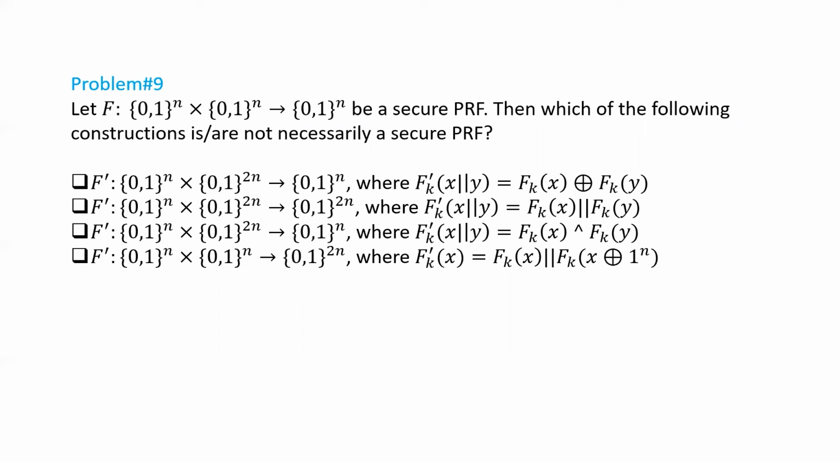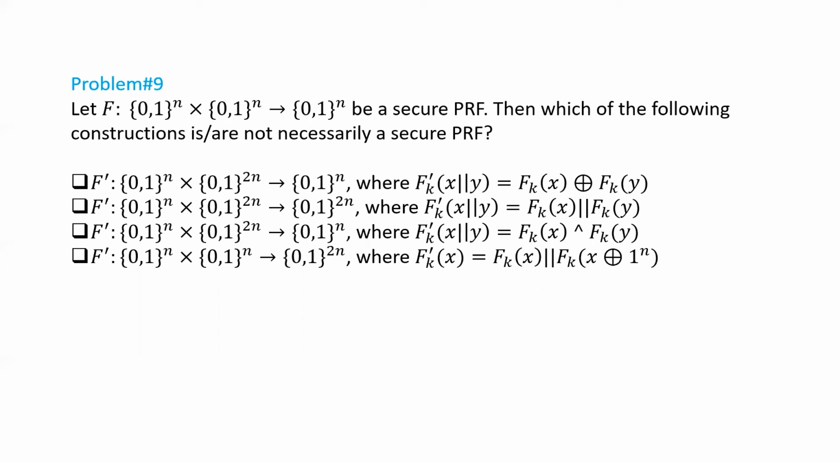Proceeding to the next question. Let F be a secure PRF which takes as input a key of length n, and its input x is also of length n, and output is also of length n. So it is a length preserving PRF. Then you are given 4 different proposed constructions of PRF, and you have to say whether they are secure or not. So let us analyze one after another.